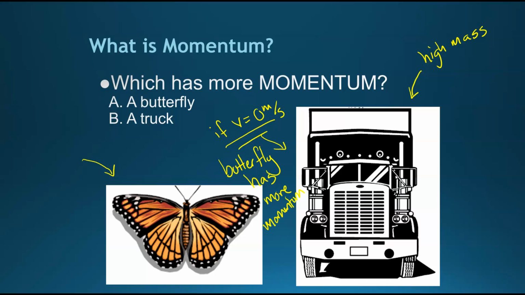So if the butterfly has a very high speed and a low mass, it can still have the same momentum as the truck, or it could even have more momentum than the truck. So even though the truck has much more mass, if they're both moving, it would probably have more momentum. But there is a chance that the butterfly could have more if its velocity is much higher than the truck's velocity.